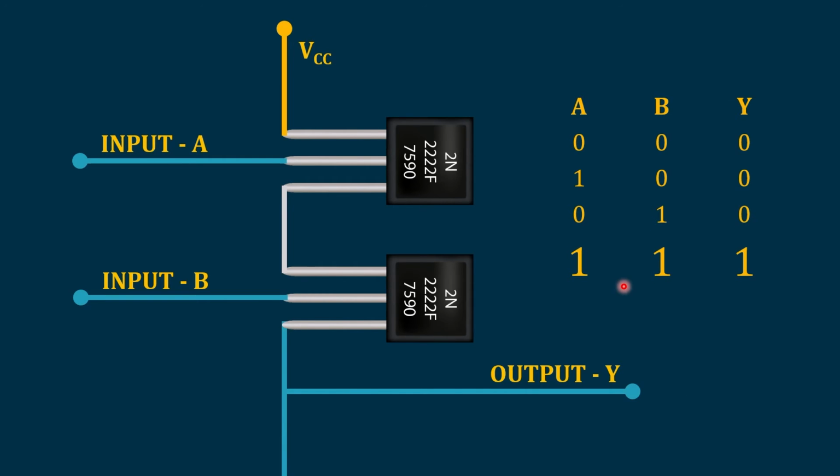But now when both the signals are 1, what happens? Both transistor 1 and transistor 2 get turned on and we'll get this VCC voltage in output, and that is why our signal will become high or 1, and that is how this AND gate functions.